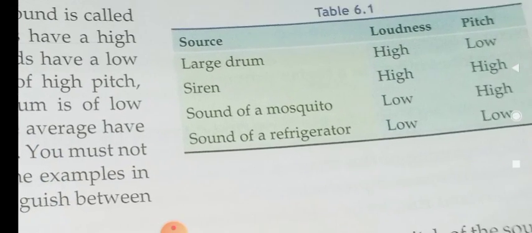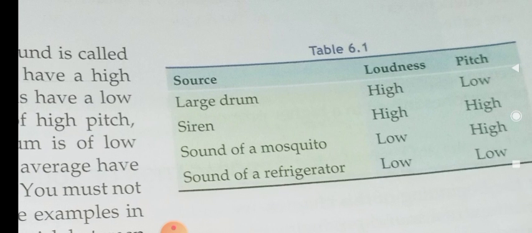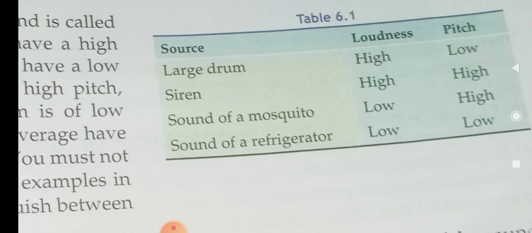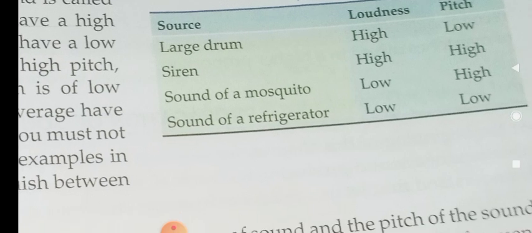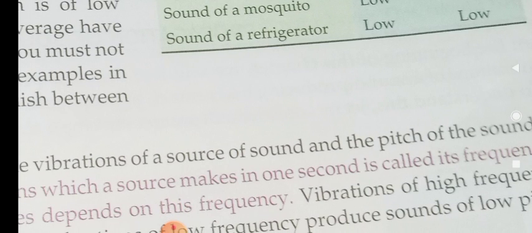Another important property of sound is quality. See here, the loudness and pitch of some sources are discussed. A large drum has high loudness and low pitch. A siren has both loudness and pitch high. The sound of a mosquito has low loudness but high pitch. The sound of a refrigerator has both low, loudness as well as pitch. Do you understand this, children? Hope you have understood.